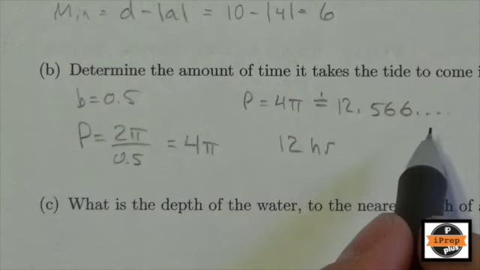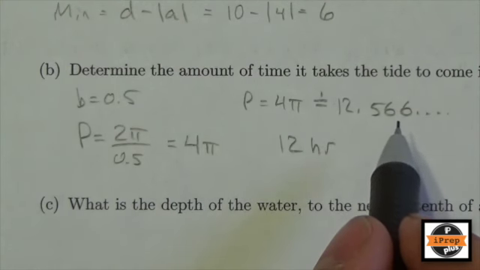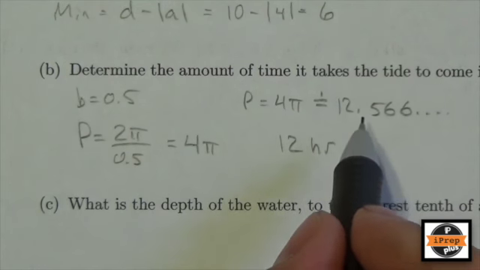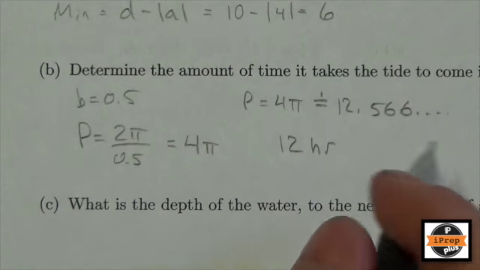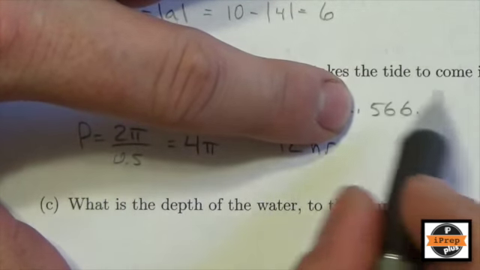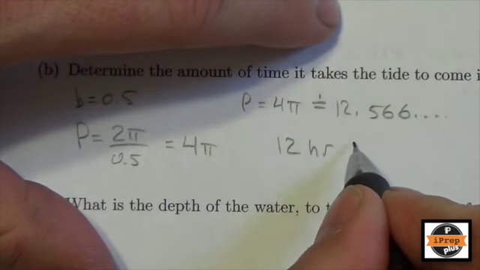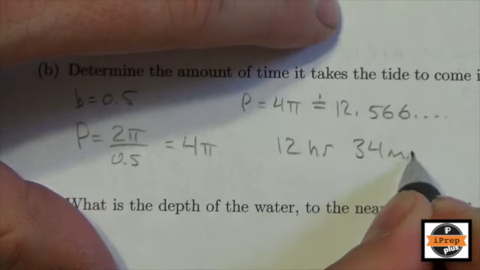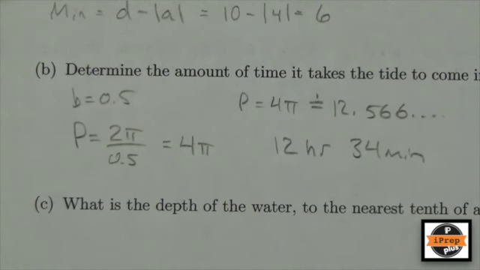Time is not decimal. There aren't 100 minutes in an hour. There are 60. This is 0.566 or so of an hour. So what you need to do is eliminate the 12 and just look at the decimal here. Multiply that decimal by 60, and what you'll get is roughly 12 hours and 34 minutes. Or if someone was standing on the shore and asked you, you might say 12 and a half hours.